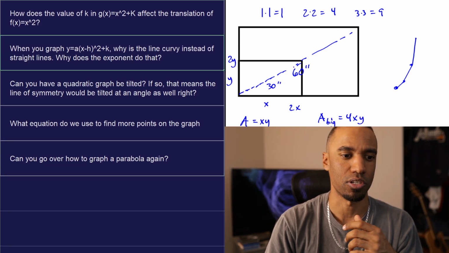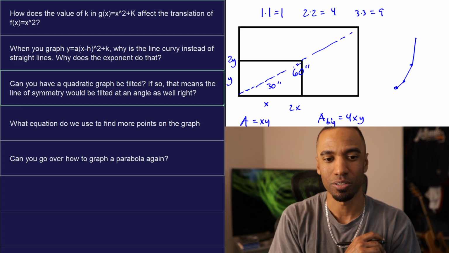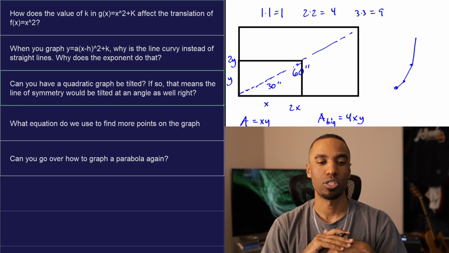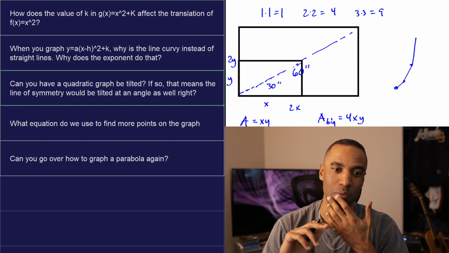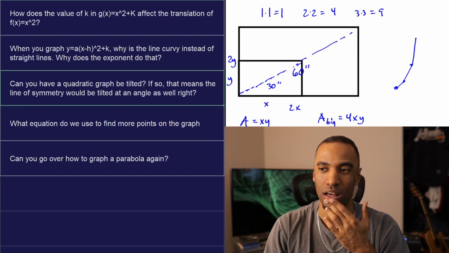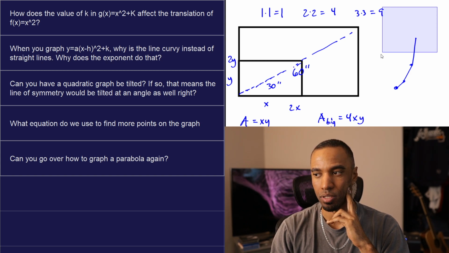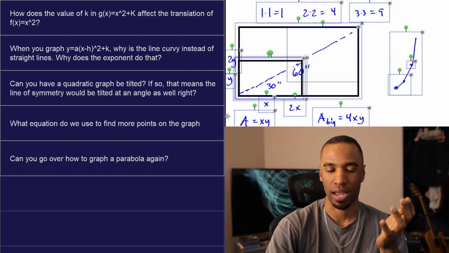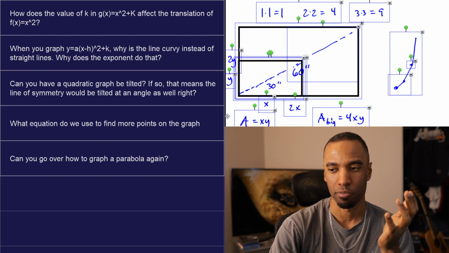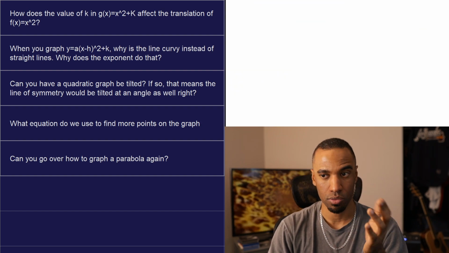All right, got 3 more questions here. Can you have a quadratic graph be tilted? If so, that means the line of symmetry would be tilted at an angle as well, right? I personally have not dabbled in that kind of abstract form really before. I know you can. I don't know what kind of equation does it.